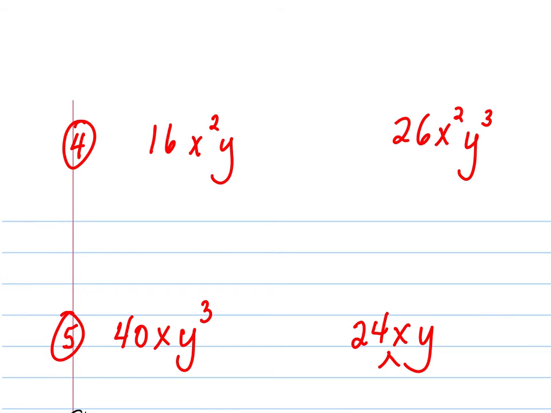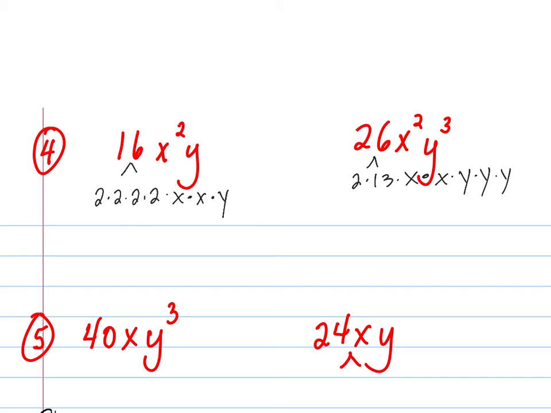So we do this the same way. Look at 16. Prime factorization, we know it's 4 times 4, isn't it? Which is 2 times 2 times 2 times 2. Is that right? x squared factors into x times x. And then you just have another y there. So 26 x squared y cubed factors into 2 times 13 times x times y times y times y.